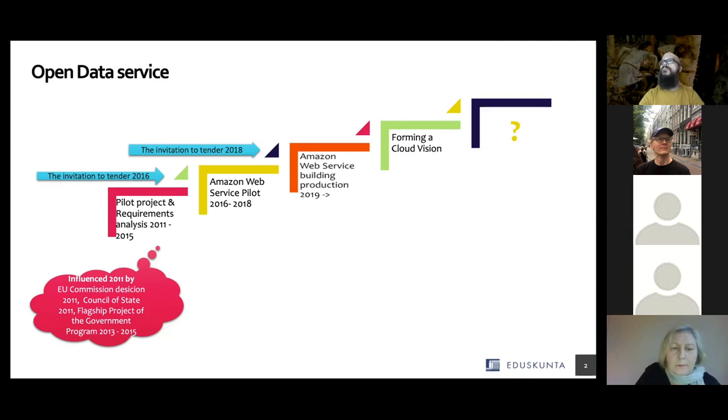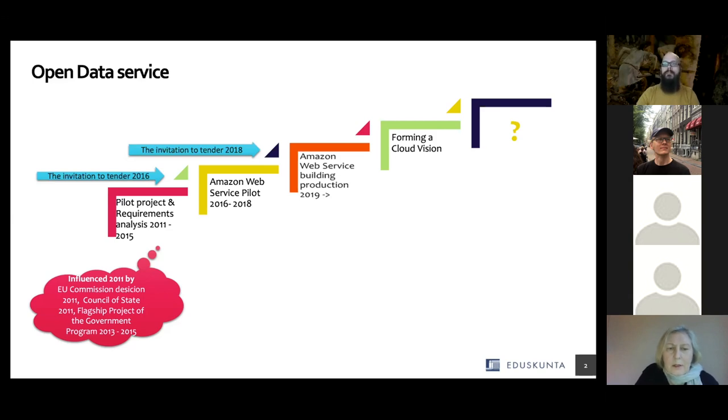But in 2018, a cloud service based open data service was taken into use, and this version was developed further by extending contents to the service. At present, we have a 4-year development plan for the service until 2024, and our goals are to renew the technical architecture again, extend contents, enable real-time access on data, and improve the user interface and usability of data.